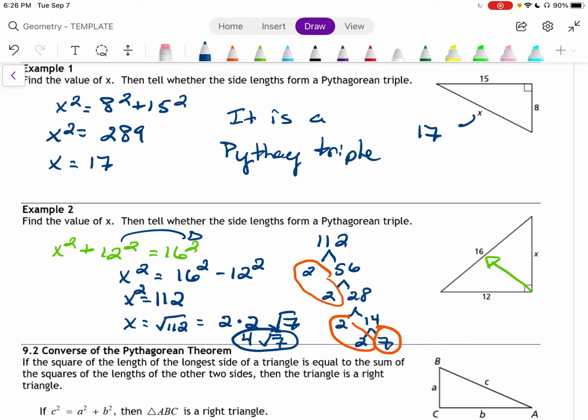And that's my x. And then, does this form a Pythagorean triple? No. And it's no because we did not get an integer answer, right? A Pythagorean triple always has to have 3 integers.